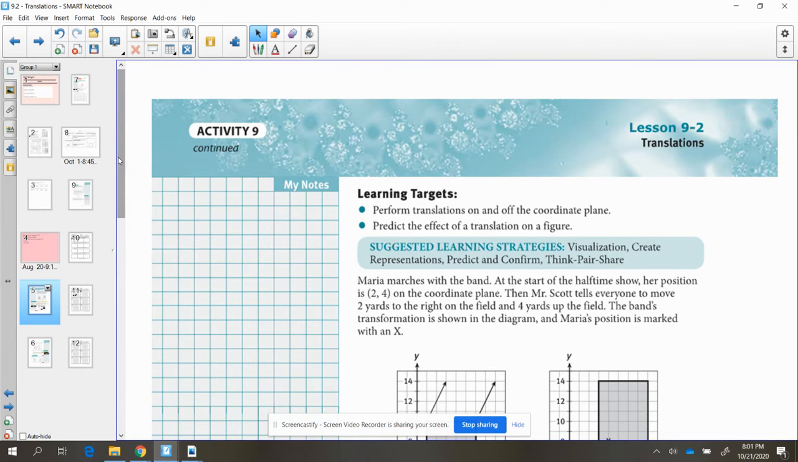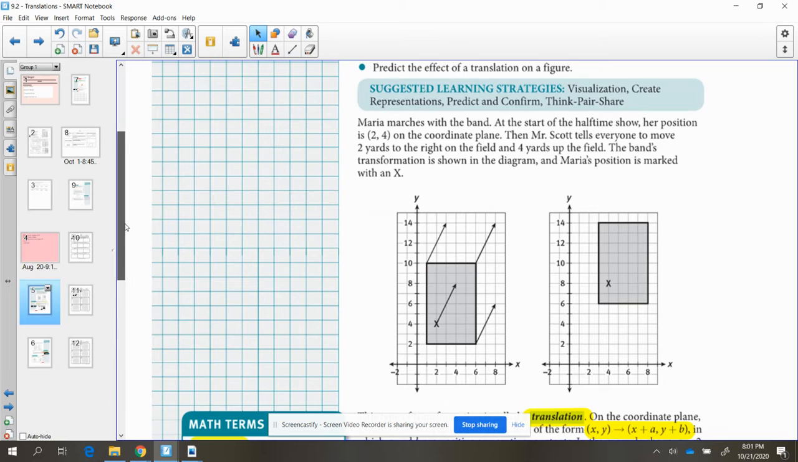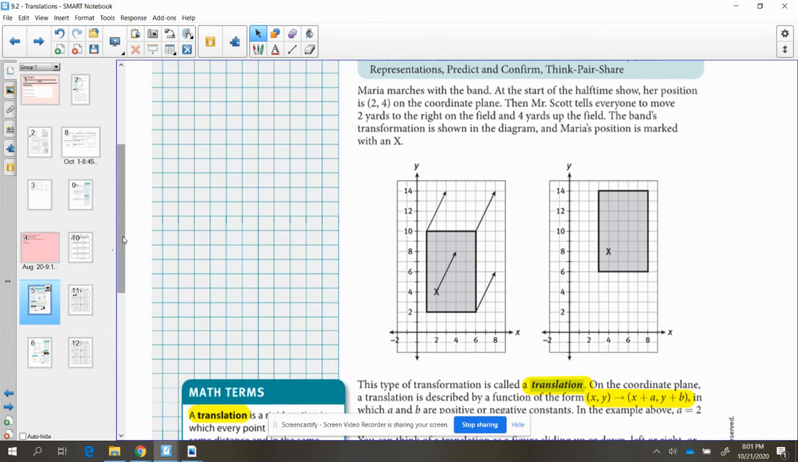If you see on page 108, we're back to talking about the marching cougars, and we have Maria at point 2 comma 4 on our graph. So right 2, up 4, here's Maria. And the band director, Mr. Scott, tells her to move 2 yards to the right and 4 yards upfield to a new location. And Maria's new spot is now moved along with the rest of the band.